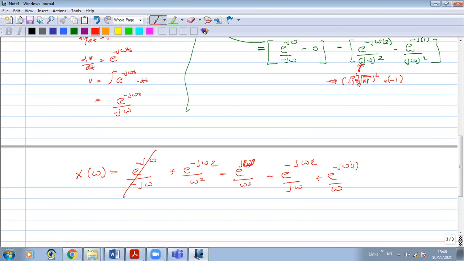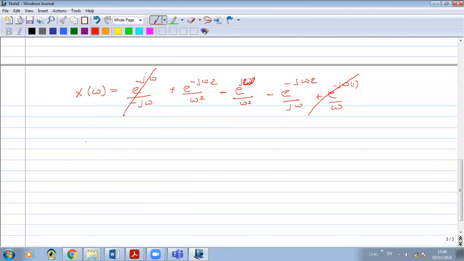So you can see that this one and this one are cancelled. So you have only three terms: e to the power minus j omega 2 over omega squared, minus e to the power minus j omega 2 over j omega, minus e to the power minus j omega over omega squared. So this is the answer. If you write it up to here, you will get the full marks.